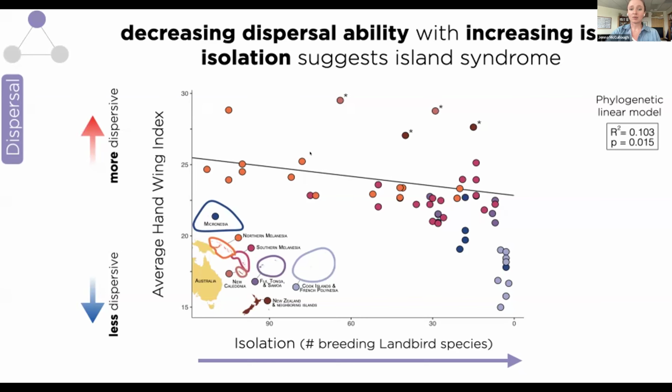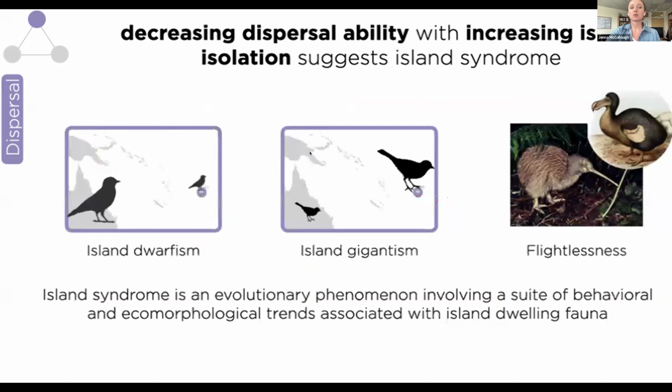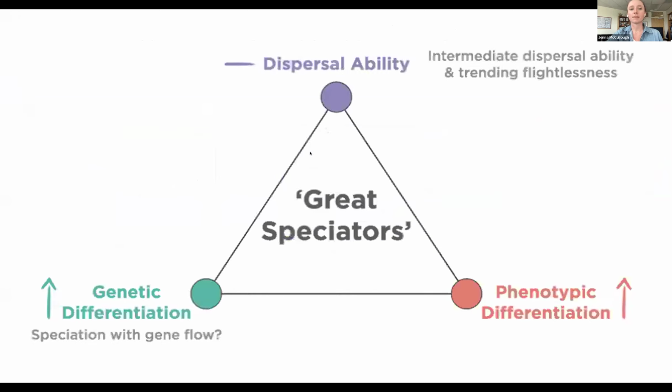This declining pattern of hand wing index and isolation suggests that wing shape is following the island syndrome. It means that predictable evolutionary trends are contributing to the erasure of the relationship between intermediate dispersal ability and speciation rate in island Todiramphus. So going back to our predictions, we can see that lineages with intermediate dispersal abilities have higher rates of diversification, but that this relationship is being obscured by predictable evolutionary trends towards flightlessness for isolated island birds.